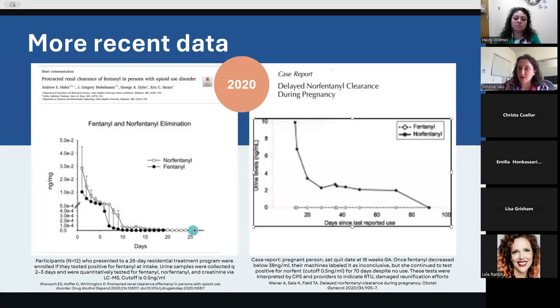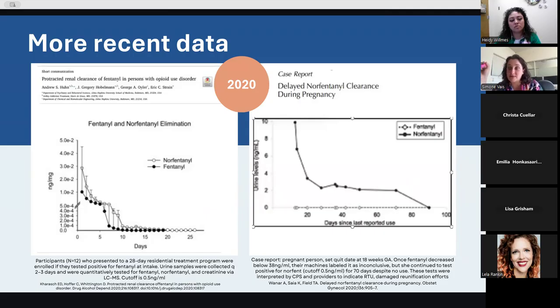So we're like, oh, okay, it's lasting longer than 3 days. Interesting. Okay. Also in 2020, we get a case report of a pregnant person who continues to test positive for norfentanyl for about 70 days is her last positive test. And this is the first time we see it lasting for this long.